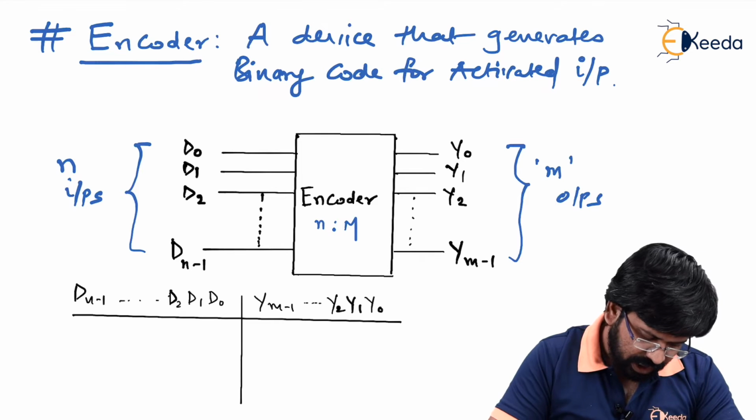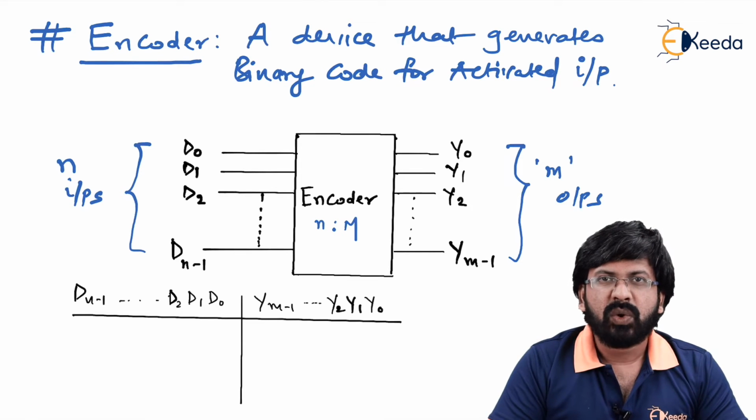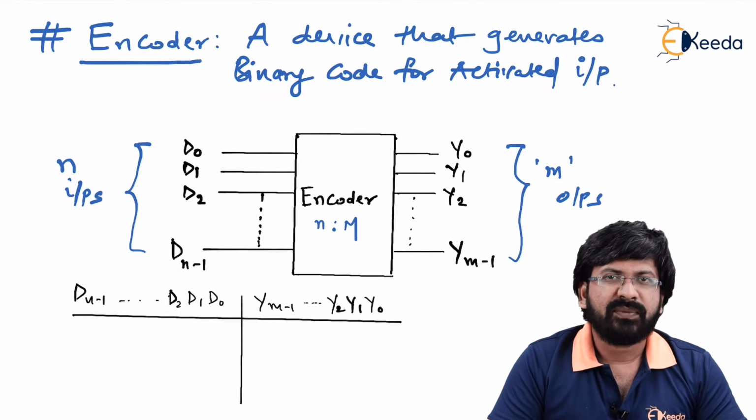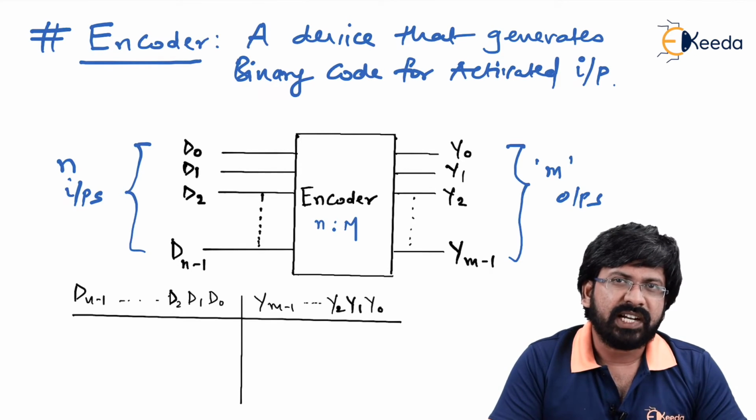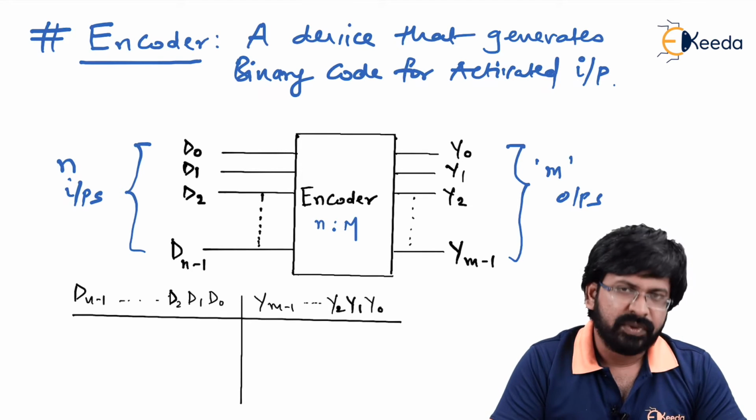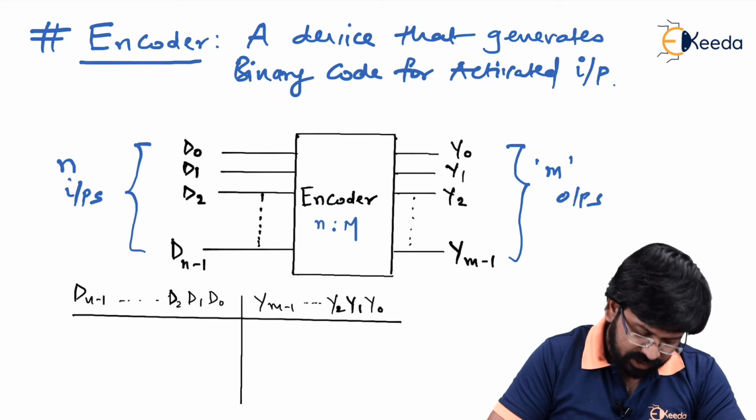Fine. Now we will see how it works. The rule for encoder is that you have to activate only one input at a time. See, activating means making that particular input to be 1. Now for that selected input, for that decimal position, you get a particular binary code. We will understand with this example.